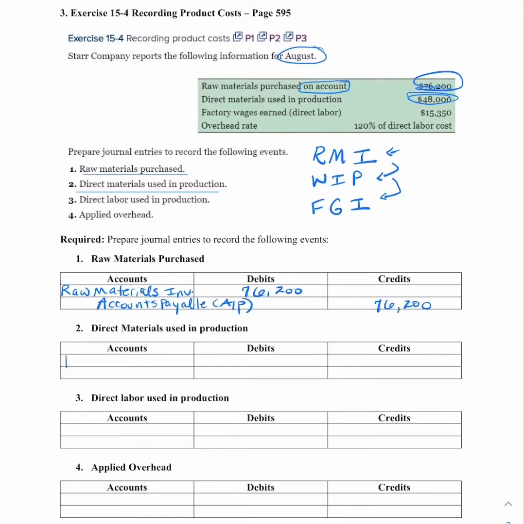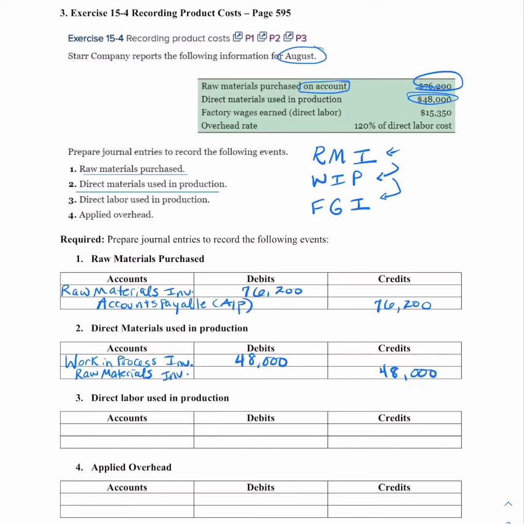So my debit, as we said, will then be work in process inventory for $48,000. But where is that coming from? That is coming from that raw materials inventory. And that'll be a credit for $48,000.